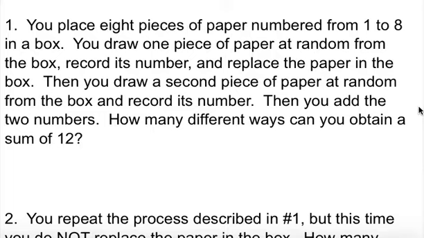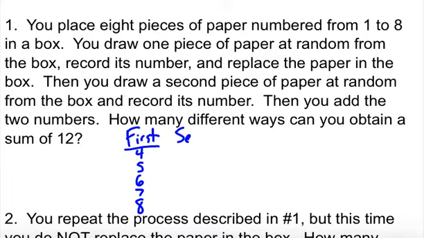Well, the first thing is, if you draw a 1, 2, or 3 on the first pick, so if you draw the number 1 out of the box, or 2 or 3, there's no way that you can get a sum of 12 because the numbers only go up to 8. So in order to even have a chance at getting a sum of 12, on your first draw you would need to pull out either a 4, 5, 6, 7, or 8.